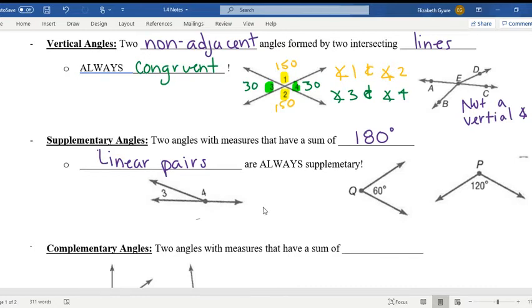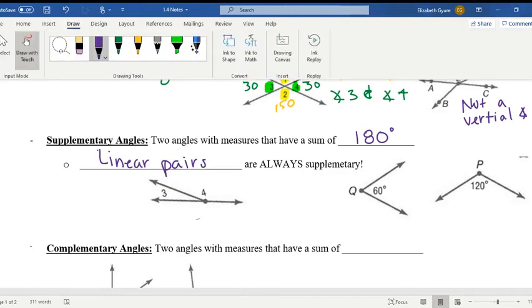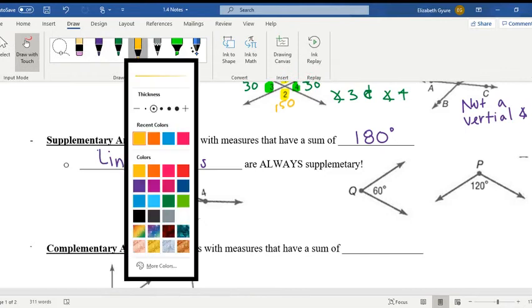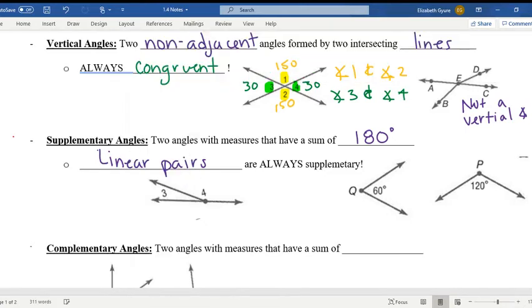You can tell because we have our opposite rays on the bottom. So, for example, if I told you that angle 3 was 20 degrees, well, 180 minus 20 means angle 4 has to be 160 degrees. They have to add to be 180.